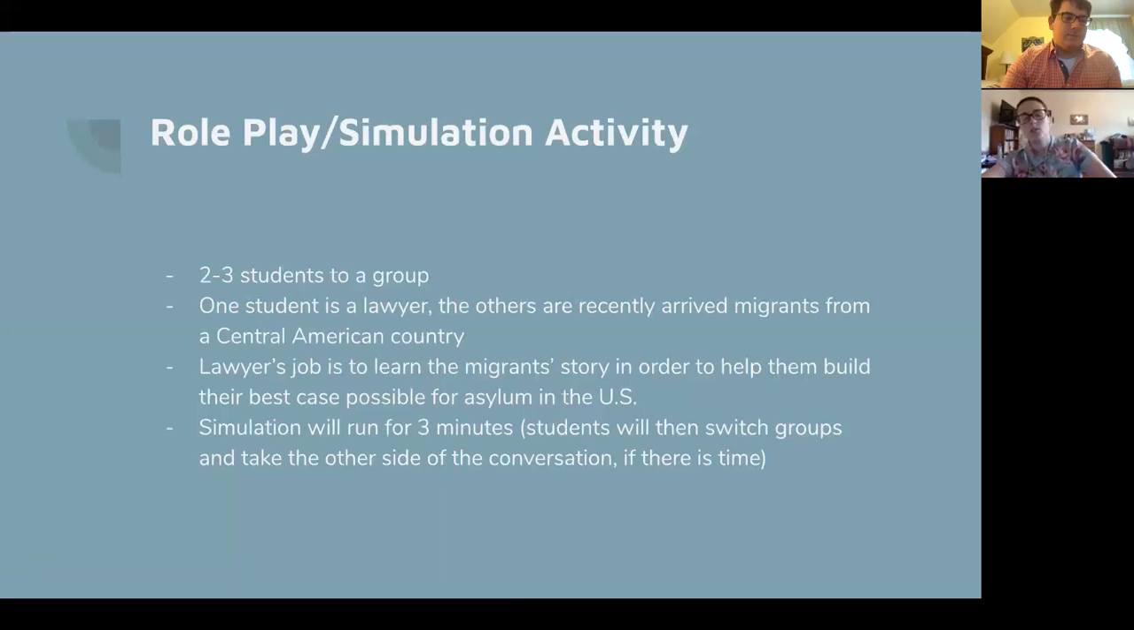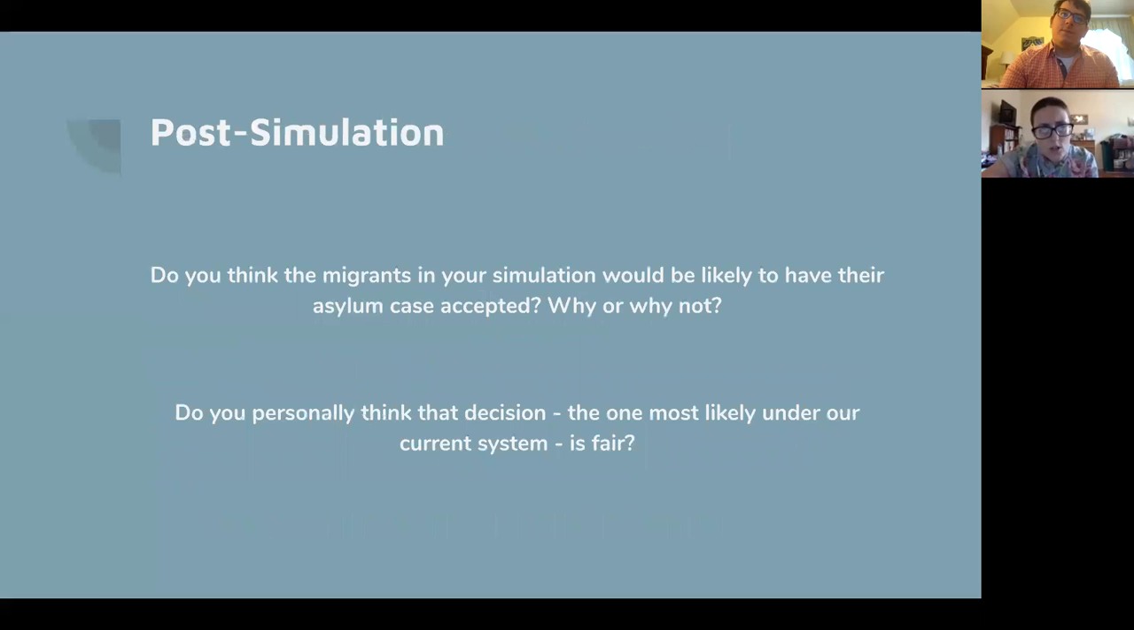So that simulation of that conversation will run for 3 minutes that we'll be timing. Depending on how the timing of the class is going, it would be great to have them switch groups and each take the other side of the conversation. For language reasons, they would get to practice both being the one asking more of the questions and the one answering them, which are different kinds of skills within a conversation as well. But if they don't have time, they would just run through it the one time, and then we would come back together for the debrief.